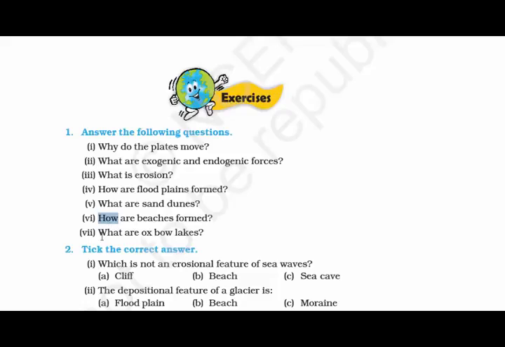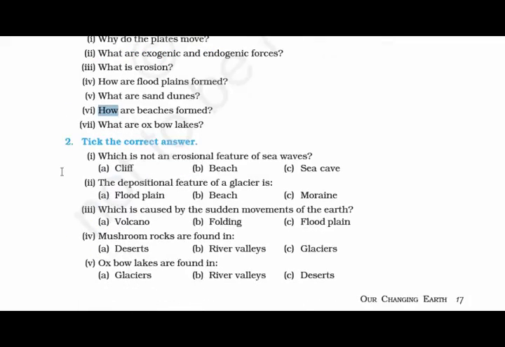What are oxbow lakes? Oxbow lakes are formed due to the turning of the rivers, and near those bends sometimes the water deposits and forms oxbow lakes. Take the correct answer, which is not an erosional feature of sea wave. Cliff. Beach, yes, beach is. The sea wave takes away the sand and brings it again. So beach is there. Sea caves are made out of sea waves, and cliff is not. Cliff is totally a different thing altogether.